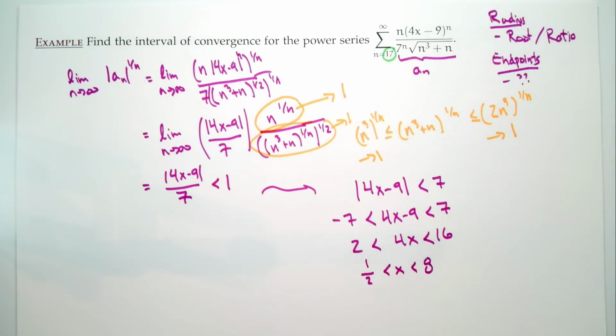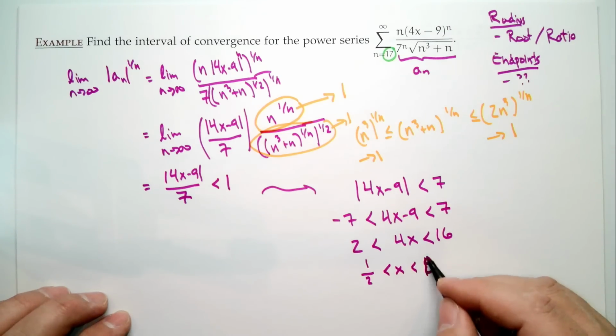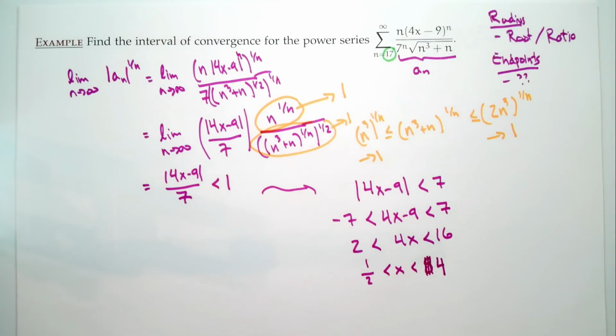So, 4, yeah. Oh my gosh. Yeah, 8 didn't feel right. Good. 1/2 less than x, less than 4.